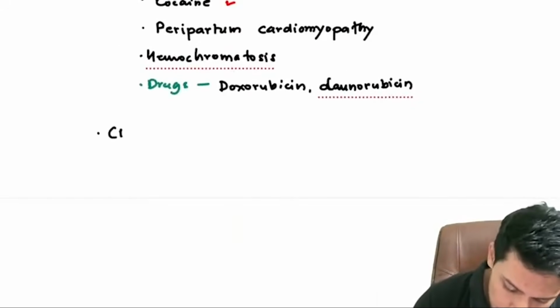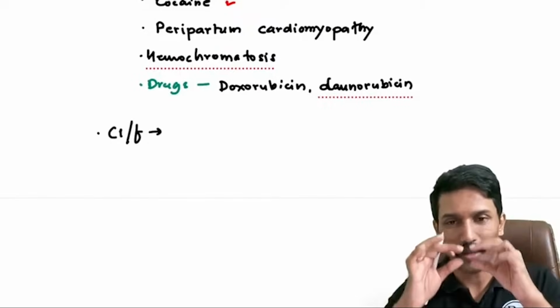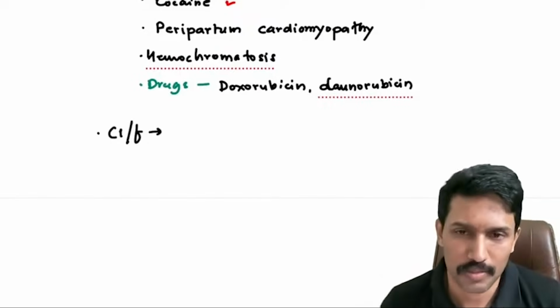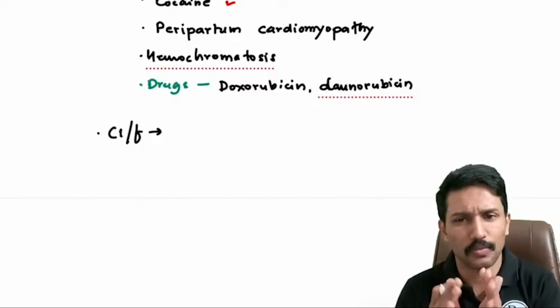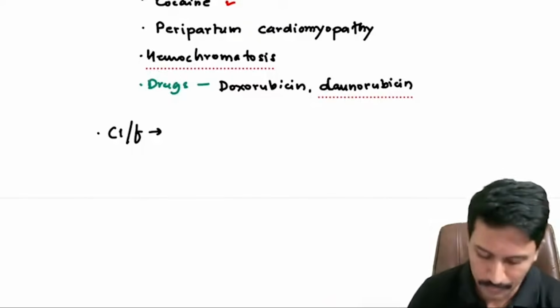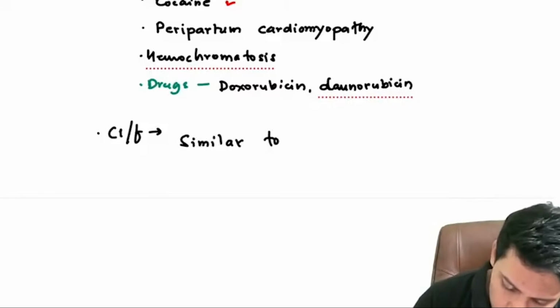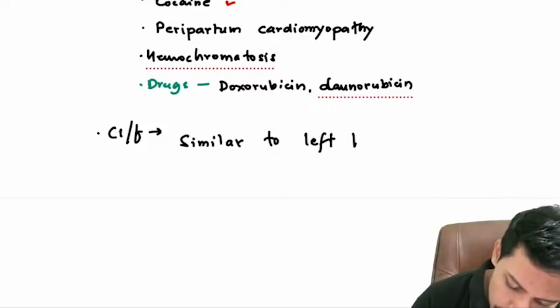The clinical features are basically the left ventricle dilates because of the atrophy or thinning of the left ventricular muscle mass. So its force of contraction comes down, ejection comes down, stroke volume comes down. You have the same symptoms of heart failure. So you can write the clinical features similar to left heart failure. So basically, the patient presents with left heart failure.